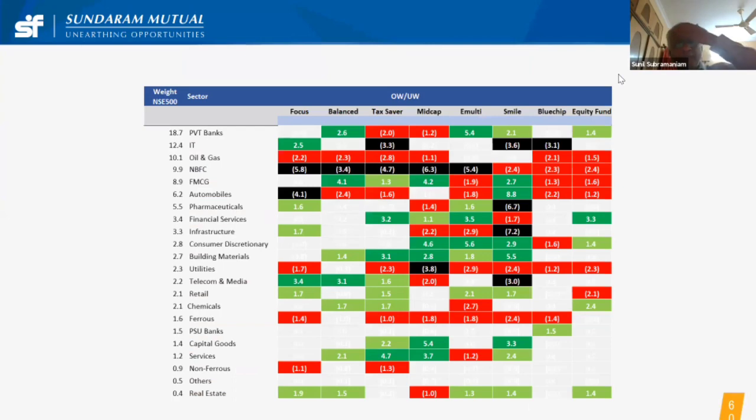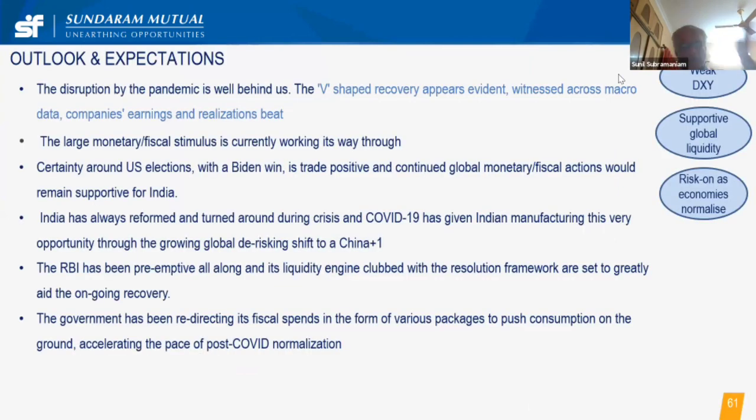So to summarize our position, I will now summarize the whole presentation in just these 2-3 slides. Let's read through this quickly. The disruption of the pandemic is well behind us. The V-shaped recovery is evident, witnessed across the data coming out on companies' earnings and beating the realizations. The monetary and fiscal stimulus is working its way through. US uncertainty around the election with a Biden win is now behind us, so it's a trade positive and supportive for India.